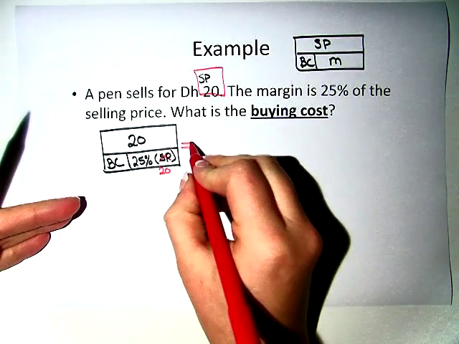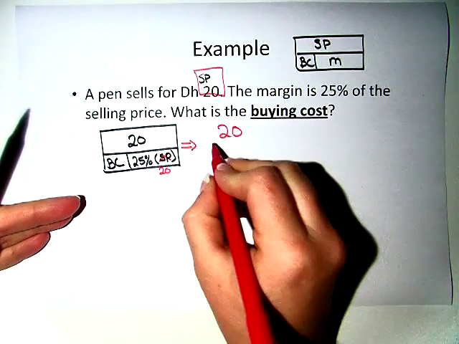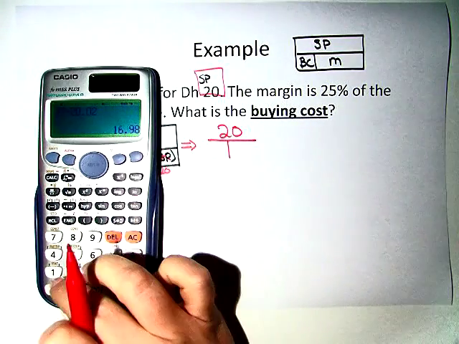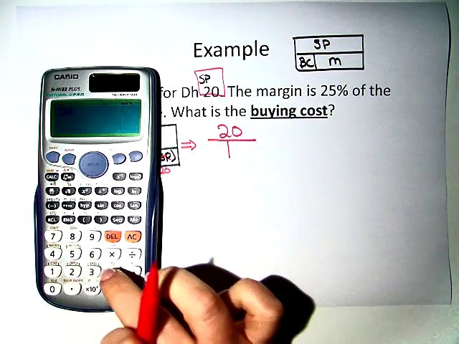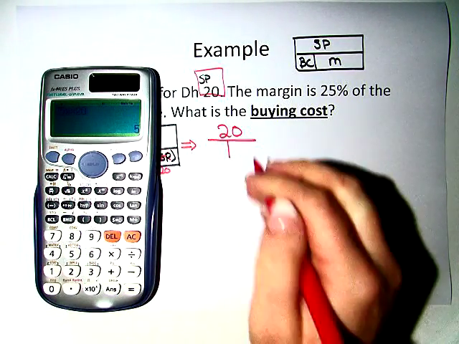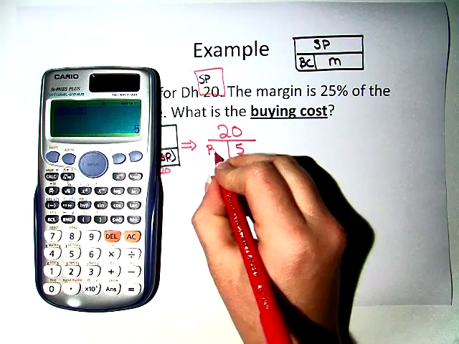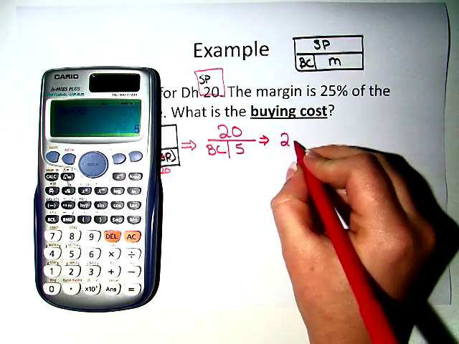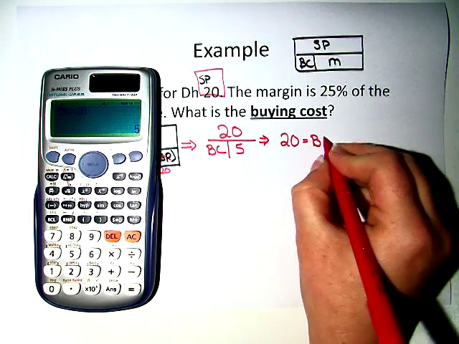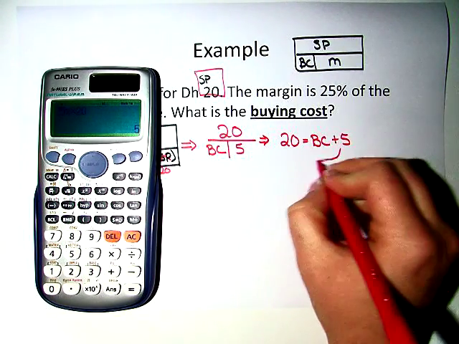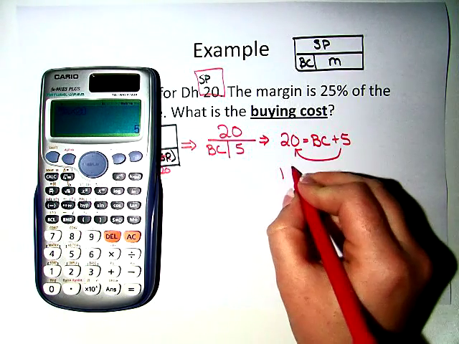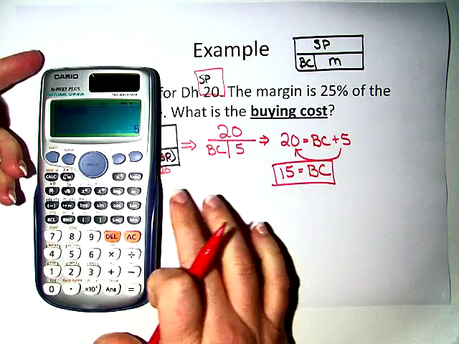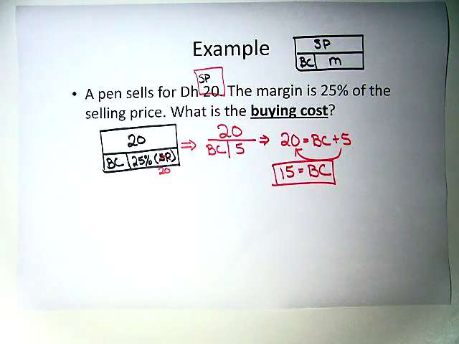So that means that this selling price is made up of two components. 25% times 20, so 25% times 20 is 5 dirhams plus the buying cost. Okay, so that means 20 equals BC plus 5. We move the 5 over and we get that 15 dirhams is the buying cost. Okay, so once again, this is how we use margin.